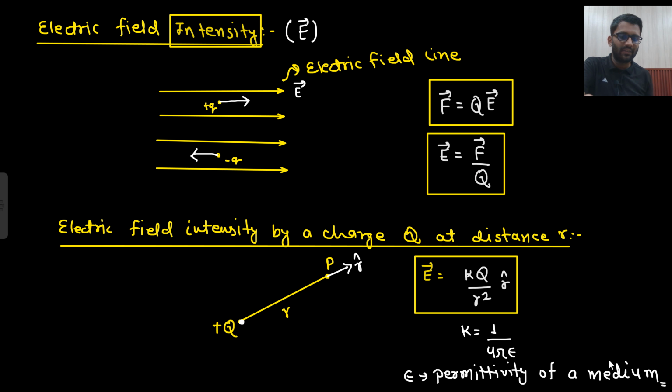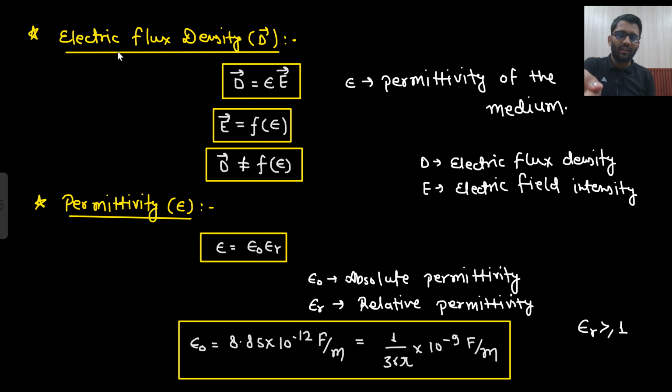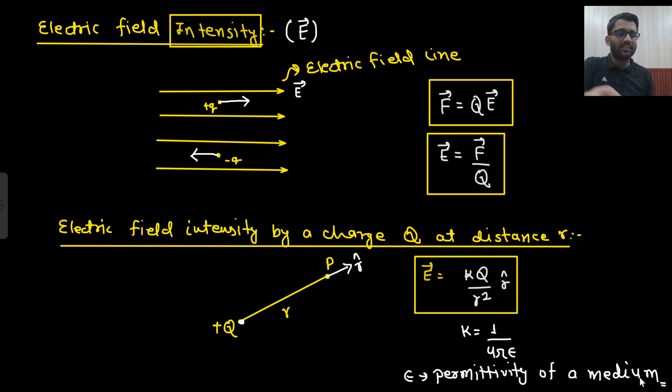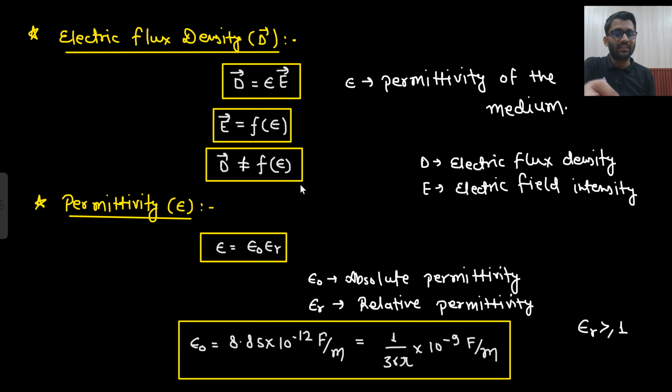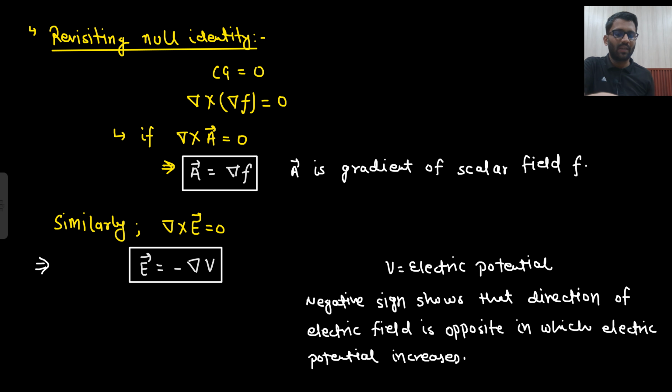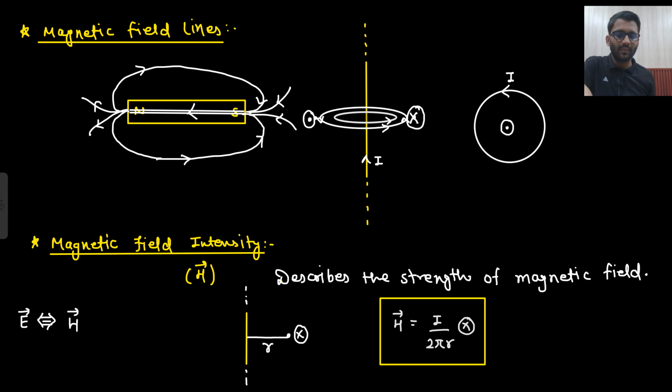Electric field intensity was depending on the medium, but electric flux density was not depending on the medium. So the same thing I am going to show here. Is there anything here which shows the medium? I is the current, r is the distance, 2 pi is constant. No. So magnetic field intensity does not depend on the medium. That we will write down later on.